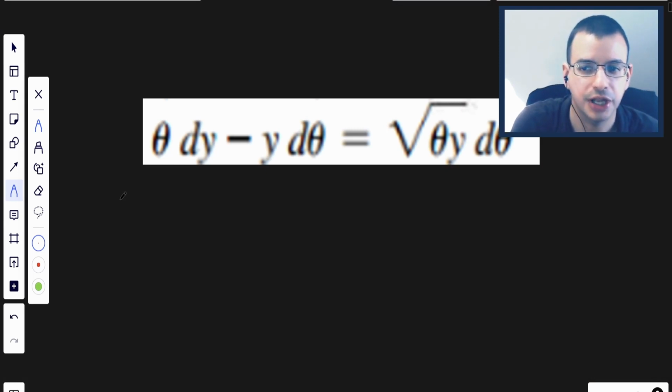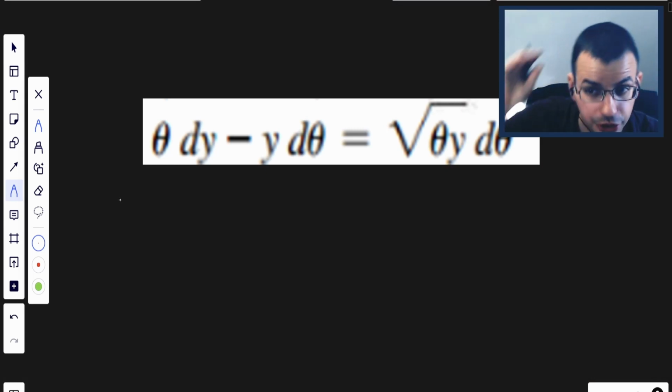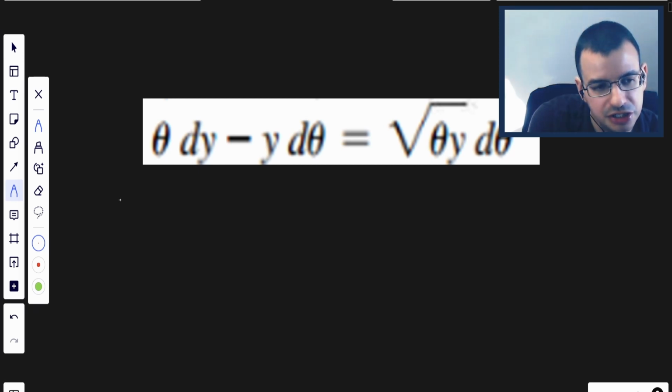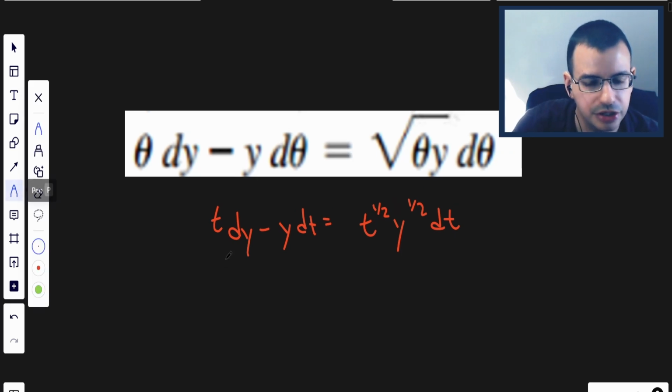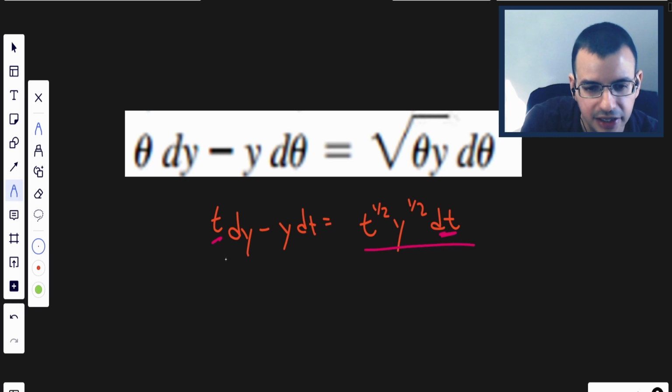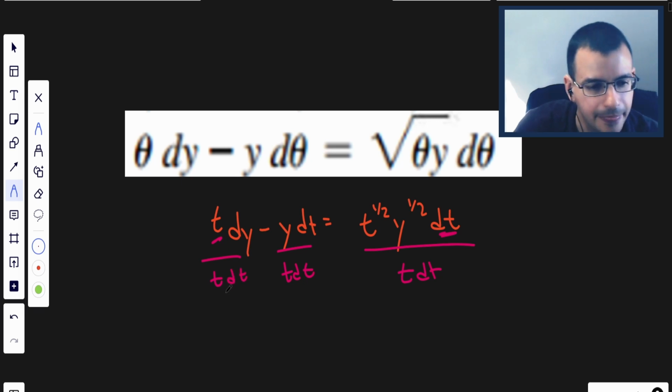So we have this equation and we want to solve it for y. First thing I'm going to do is rewrite it in terms of t, just as a personal preference. It doesn't actually matter. And I'm going to write this as t to the 1/2, y to the 1/2, dt. All right. So I want to get things in terms of dy dt. So I want to get rid of that, and I want to get rid of this. So what I'm going to do is divide everything by t dt.